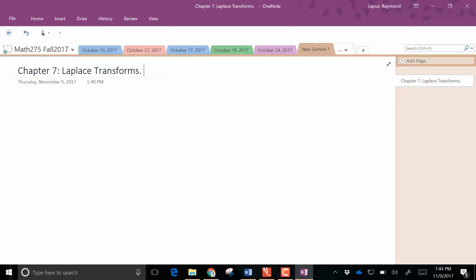Laplace transforms. So what is a Laplace transform? Let's try to look at differential equations from this point of view. This is how I like to introduce Laplace transforms.